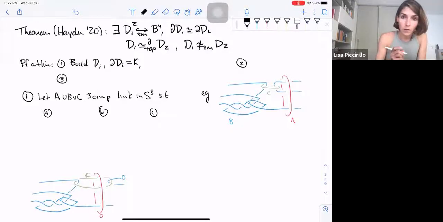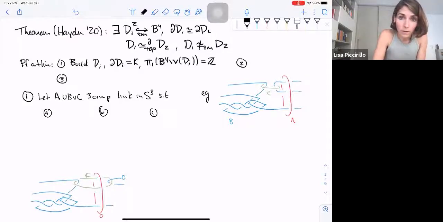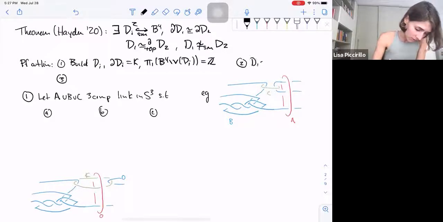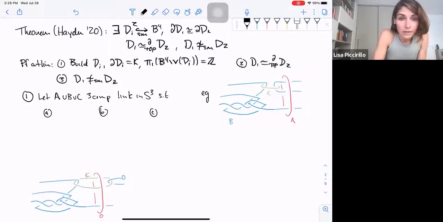And there's going to be one more thing we'll make true about them that's not apparent in the theorem statement. And that's that the fundamental group of the complement of these disks is going to be Z. And you'll see in a little while why we will want that. And once we've built them, we'll show they're topologically isotopic. And then we'll show they're not smoothly isotopic. And that's the plan for the talk.